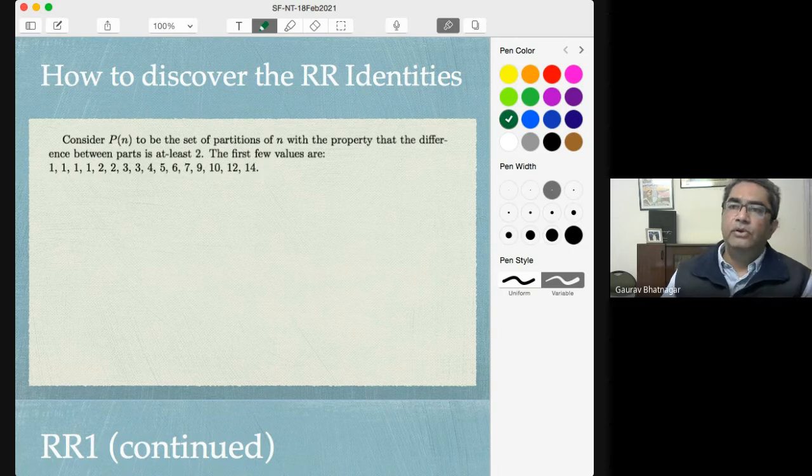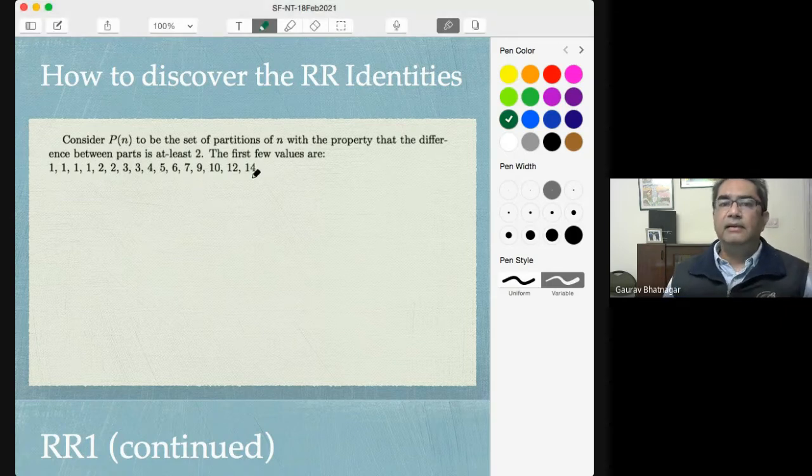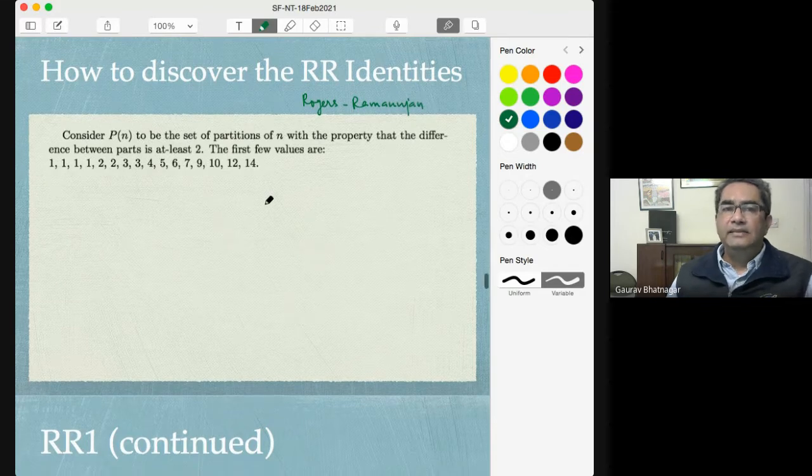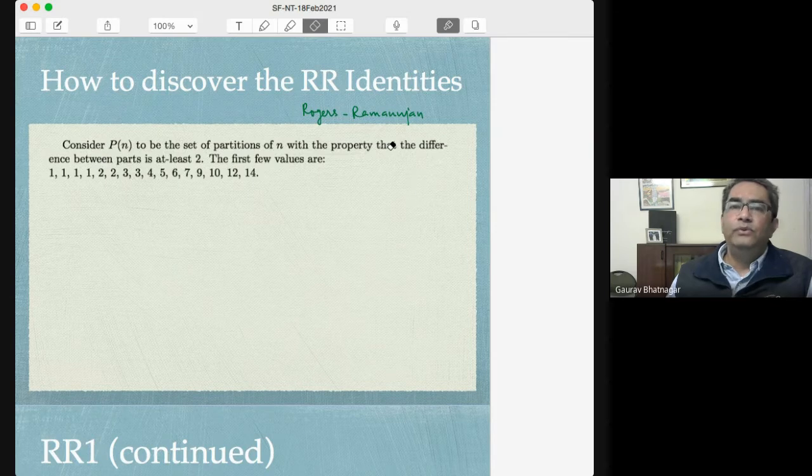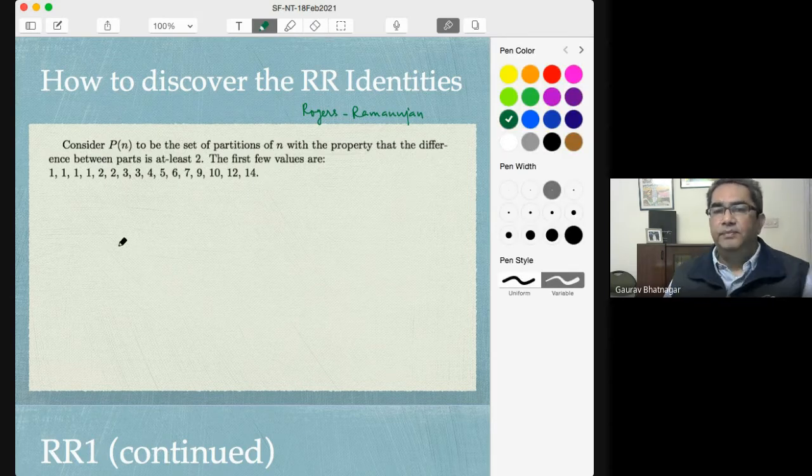I mean, it's very natural. So Euler looked at partitions with distinct parts, and Ramanujan looked at this. So this RR stands for Rogers and Ramanujan. I think I have repeatedly given talks on how to discover the RR identities, and also the same thing has been done by Andrews many times. His number theory book had the first one which I saw in my undergrad.